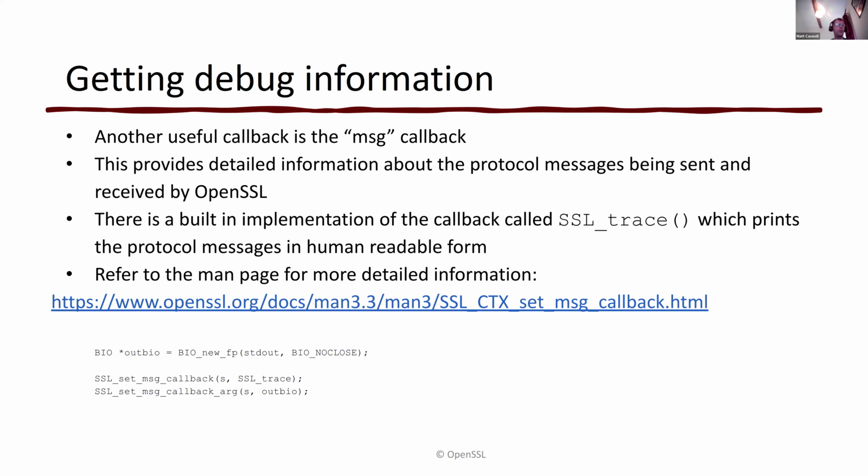And then we use it through these function calls, SSL set message callback. We pass in the SSL object. We pass in the built-in callback SSL trace. And then we also call SSL set message callback arg, which again, we pass in the SSL object, and we pass in the BIO that we want to use. So if you just insert those 3 lines into your TLS client application before the handshake starts, before you've called SSL Connect, then you will get on the screen lots of detailed information about what's happening in the handshake.